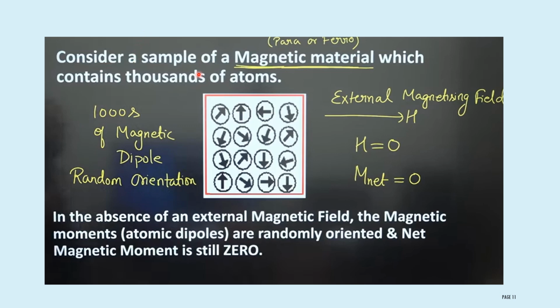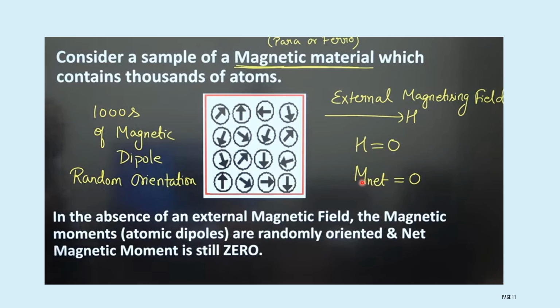Consider a sample of magnetic material which contains thousands of atoms. For example, paramagnetic and ferromagnetic materials. They contain thousands of atoms, which is nothing but thousands of magnetic dipoles. But in the absence of an external magnetic field, these magnetic dipoles will be randomly oriented. Therefore, the net magnetic moment will be 0.